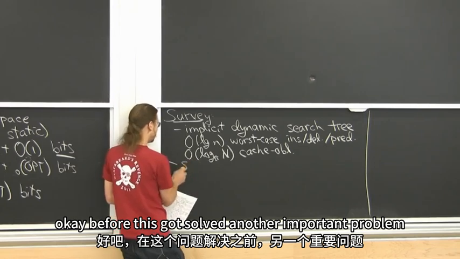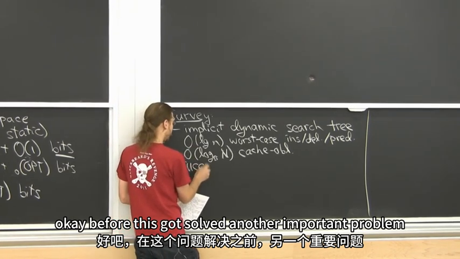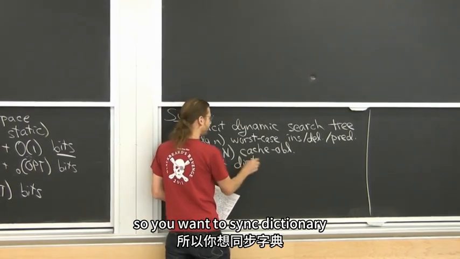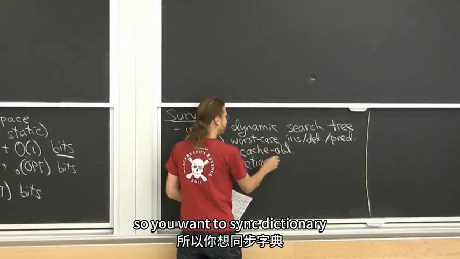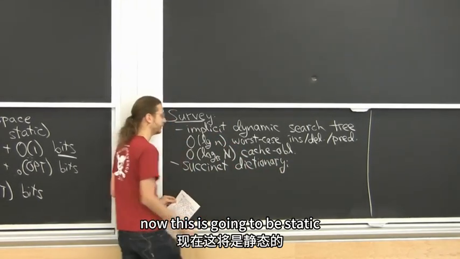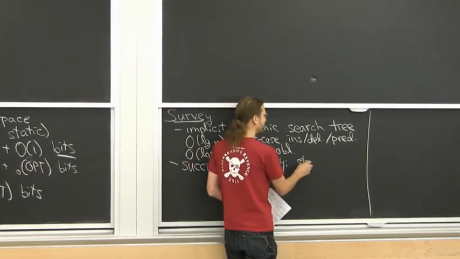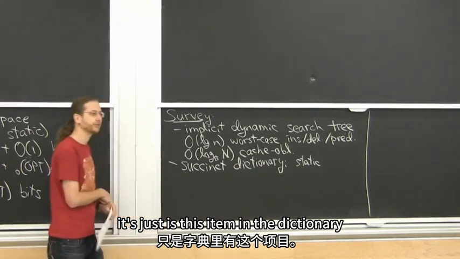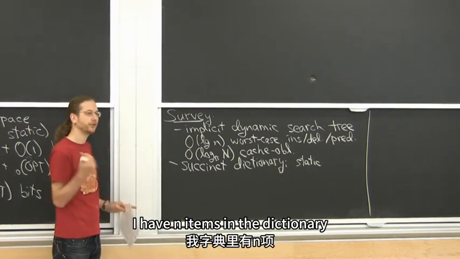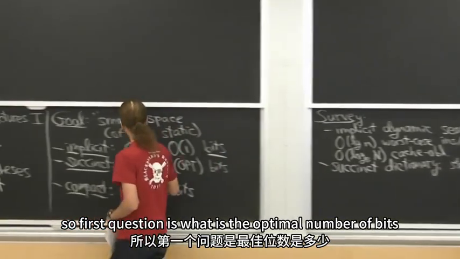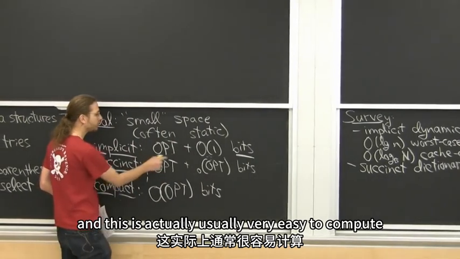Okay, before this got solved, another important problem is essentially the equivalent of hashing. So you want a succinct dictionary. Now this is going to be static, so there's no insert and delete. It's just: is this item in the dictionary? I have a universe of size u and n items in the dictionary. The first question is, what is the optimal number of bits? And this is usually very easy to compute.